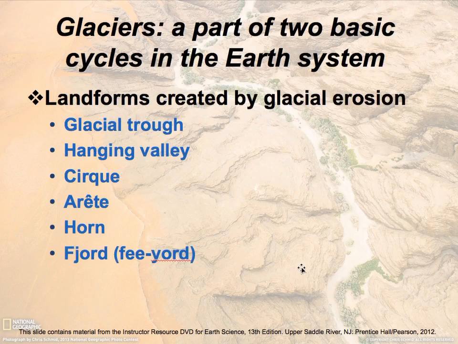Lots of different landforms are created by glaciation or glacial erosion. This is a list of typical alpine glacier features: a glacial trough, hanging valleys, cirques, arêtes, horns, and fjords. Next, we'll look at a graphical representation of those.